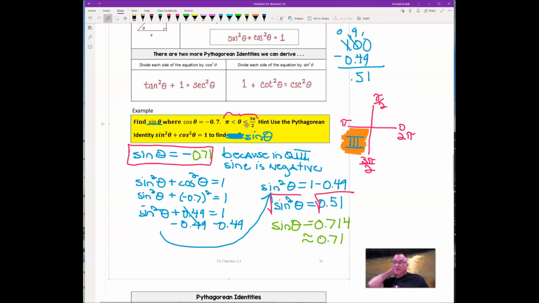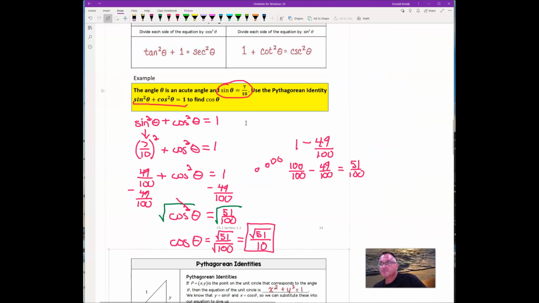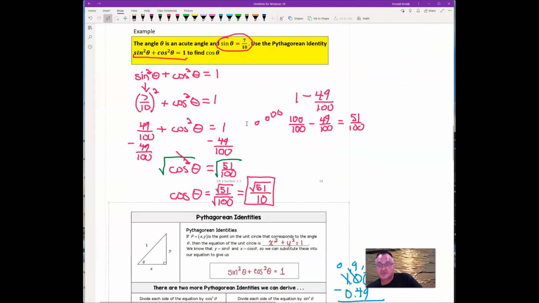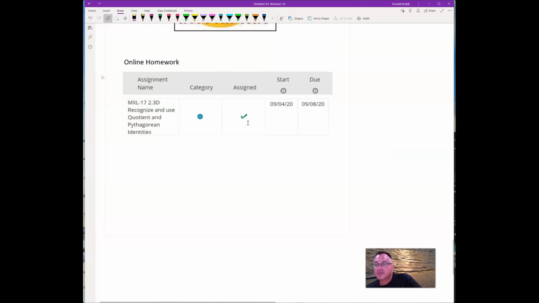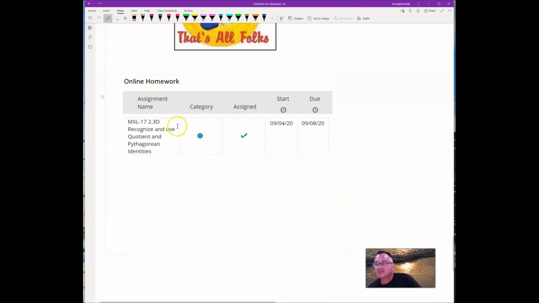Okay, well that takes care of this section, and you have an assignment. It's going to be Math Excel 17, and it's due Tuesday at midnight.